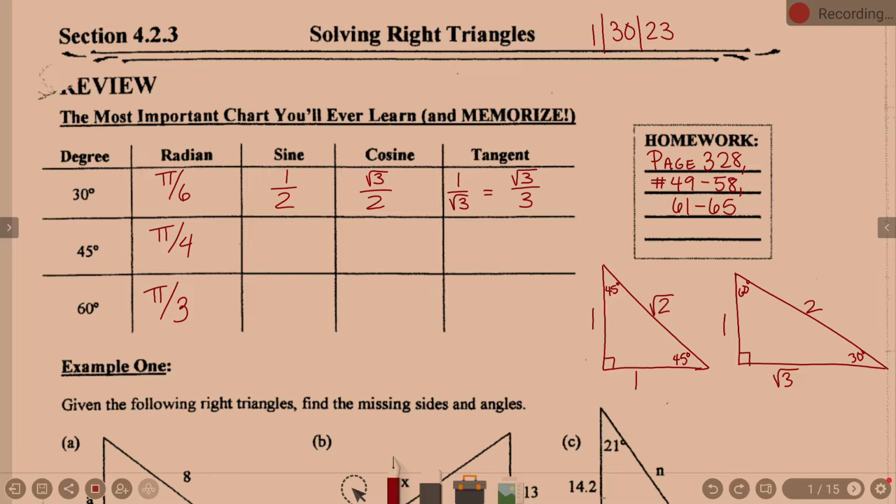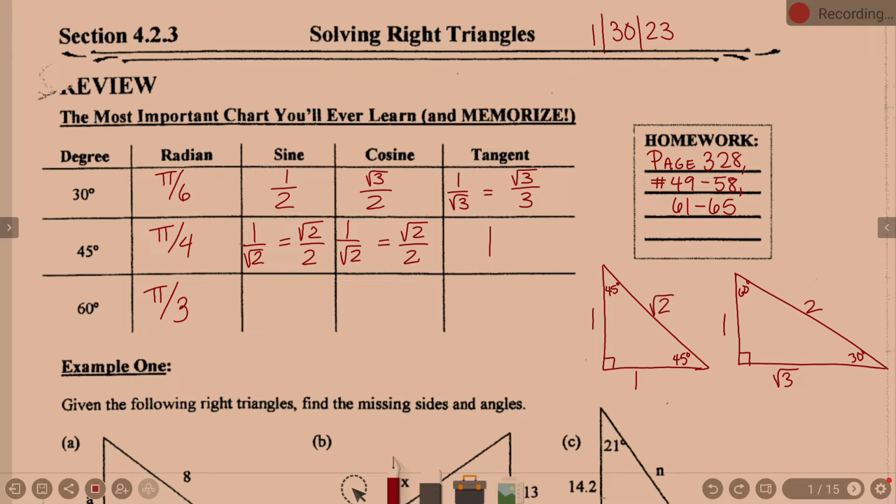Okay, 45 degrees. If we flip to the other triangle for a moment, what's sine? Officially, when we do opposite over hypotenuse, it's 1 over square root of 2. The rationalized version of that is square root of 2 over 2. What do you know about cosine of 45? It's also 1 over square root of 2, and square root of 2 over 2. What about tangent? 1. It is just 1. Opposite over adjacent, 1 over 1.